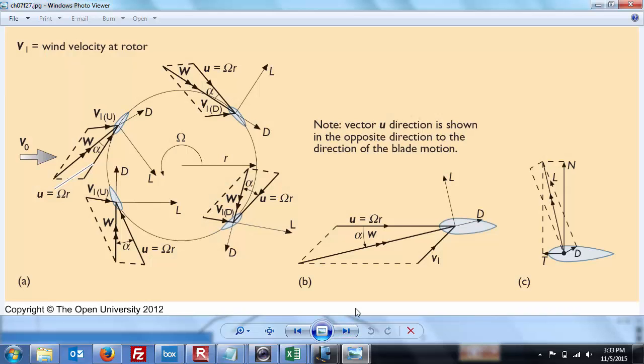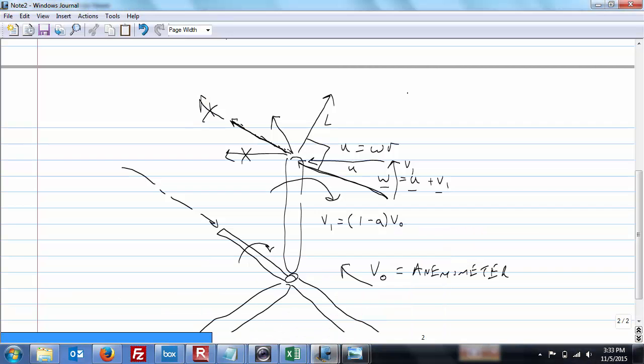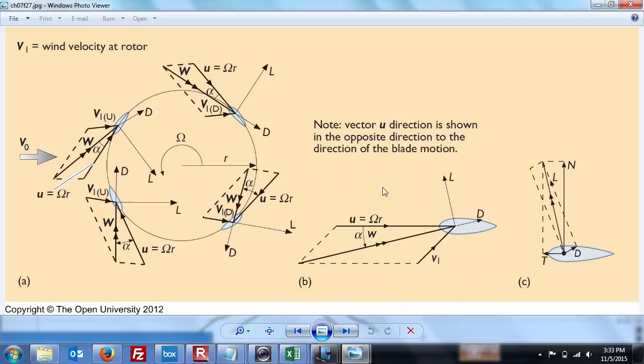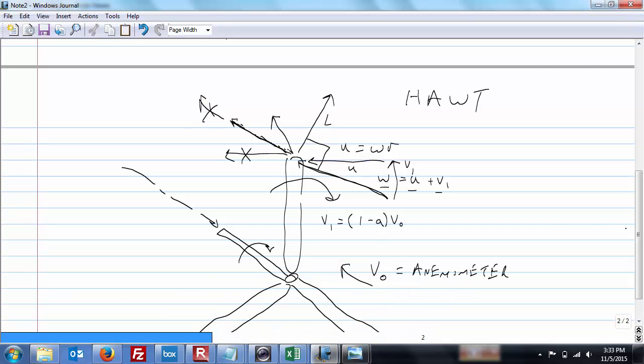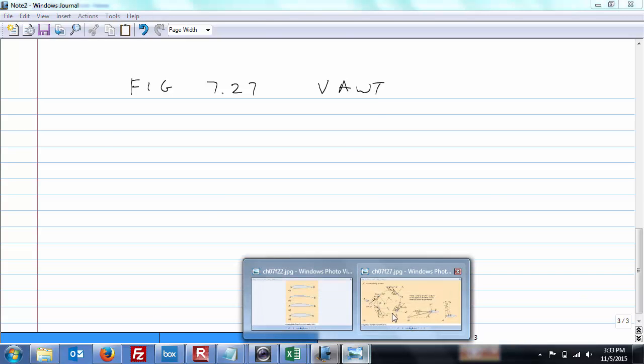Okay, so the physics that we just looked at, even though this looks more complicated, this is a little bit easier. So this guy was for a horizontal axis wind turbine, and if we go here, this is for a vertical axis wind turbine, and this is figure 7.27. So I'll go ahead and write that down. Fig 7.27 is for a vertical axis wind turbine, and we covered what those were last week.